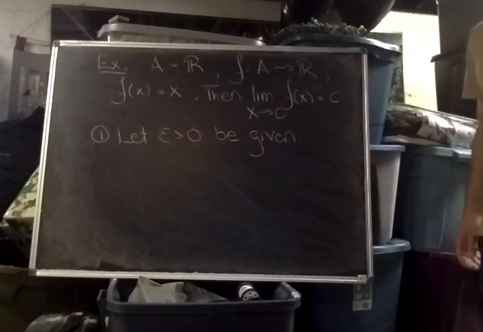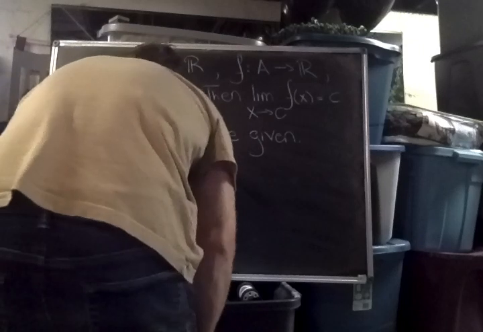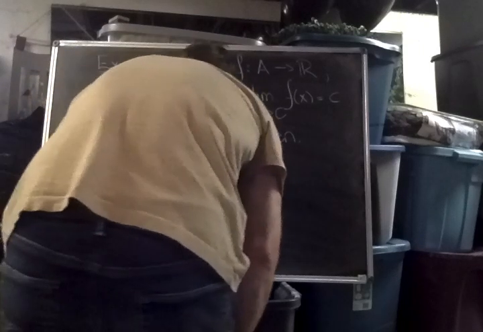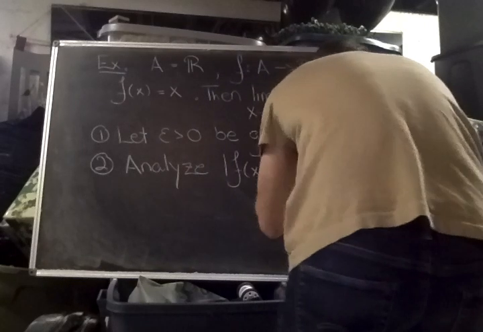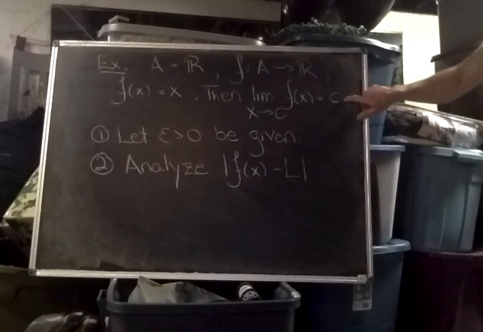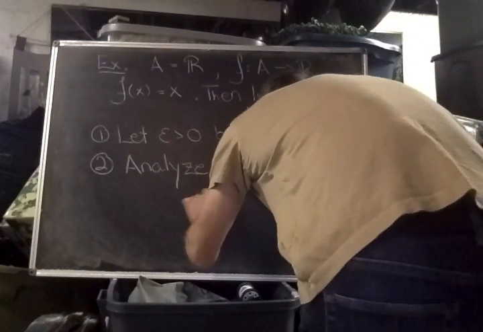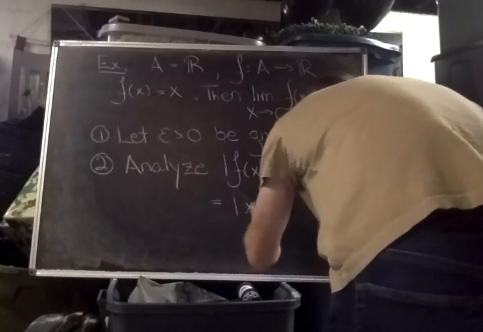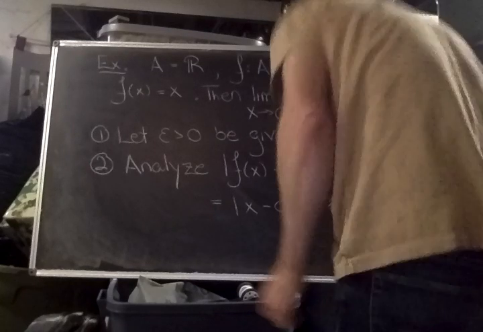Right? So there's 1 point out of however many right there. Okay, part 2. We want to analyze the quantity absolute value of f of x minus L, where L, of course, is what we think the limit is, and f of x is our given function. So in this case, it's going to be the absolute value of x minus c. And we want that to be less than epsilon.